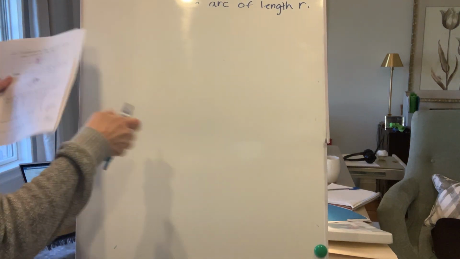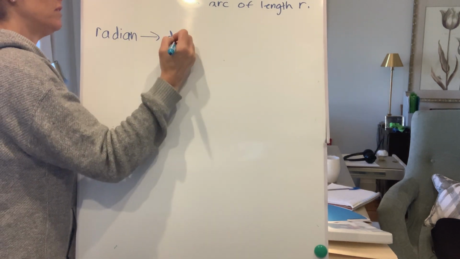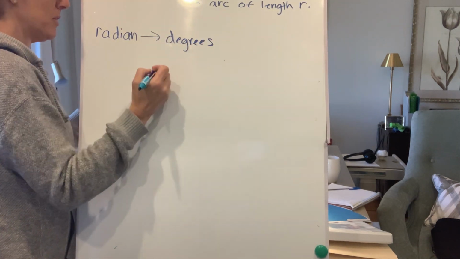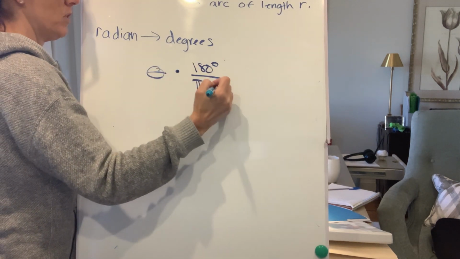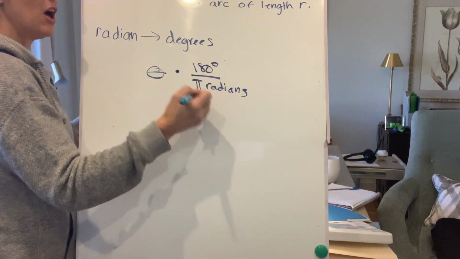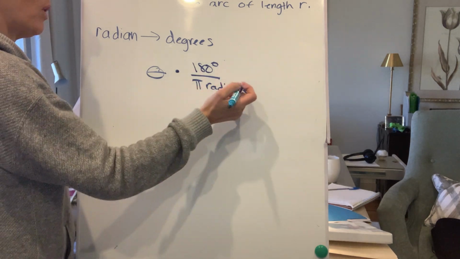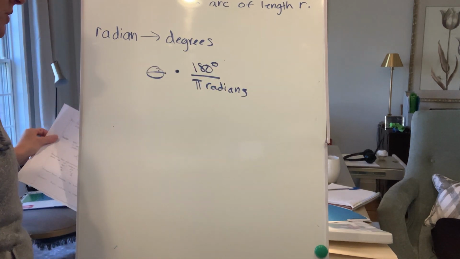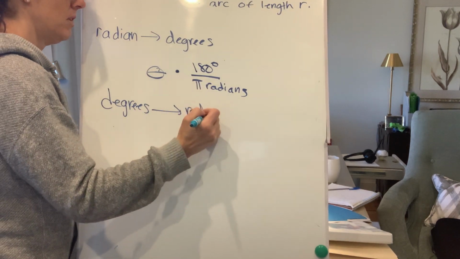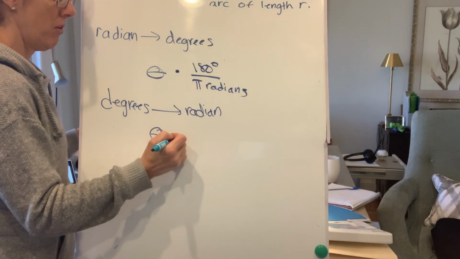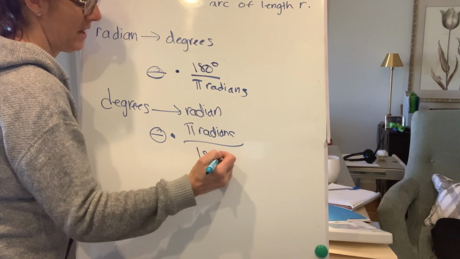To convert from radians to degrees, I'm going to multiply my angle by 180 over pi radians. If you think about that, I'm only multiplying by 1 because those are equivalent. So the radians are going to cancel out, and that will leave my answer in degrees. If I start with degrees and I want to go to radians, I'm going to multiply my angle by pi radians over 180 degrees.